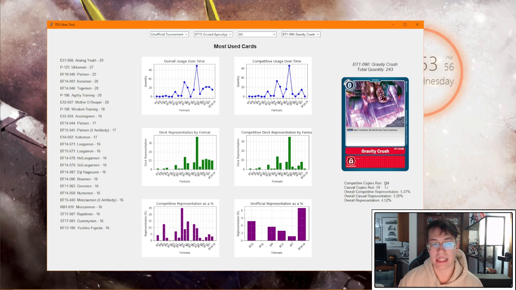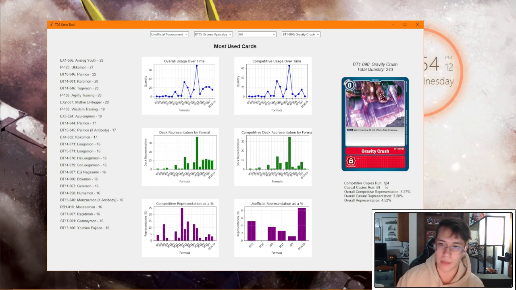Overall competitive representation is the total number of decks across all formats in regionals, divided by the total number of decks within regionals, multiplied by 100, which gives us a percentage of the number of decks that this showed up in. So this is in 5% of decks across regionals. Casual representation is the same thing for the locals tournaments. Again, it's an inflated number and should probably be lower. And then overall representation will also be inflated because it is the number of casual plus the number of competitive added together, divided by the total number of decks. So it's going to be higher than it should be.